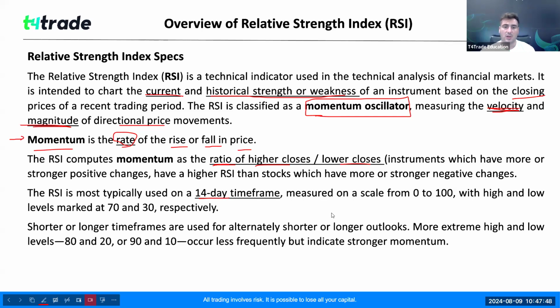Okay, so it is measured on a scale from 0 to 100. So 0 is extreme negative momentum, 100 is extreme bullish momentum. It is rough to see these kinds of numbers. The best I have personally seen is 93 and 94 on some super small cap but super volatile instruments.